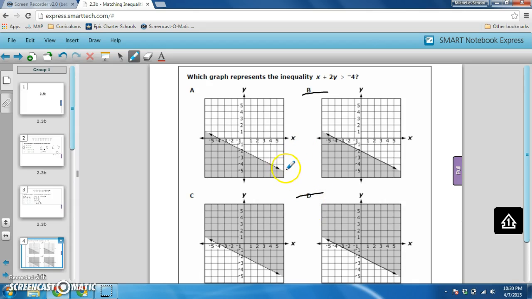And then let's test a point. Let's plug in 0, 0, and C. If we plug in 0, 0 for x and for y and it works, then that's where the shading goes. If it doesn't work, it goes on the other side. So if I plug in 0, 0 here, I'm going to have 0 is greater than -4. Is that true? 0 greater than -4, because all I do is replace x with 0 and y with 0, which just gives me 0. And that is true, so therefore we shade on that side, and so the answer is C.